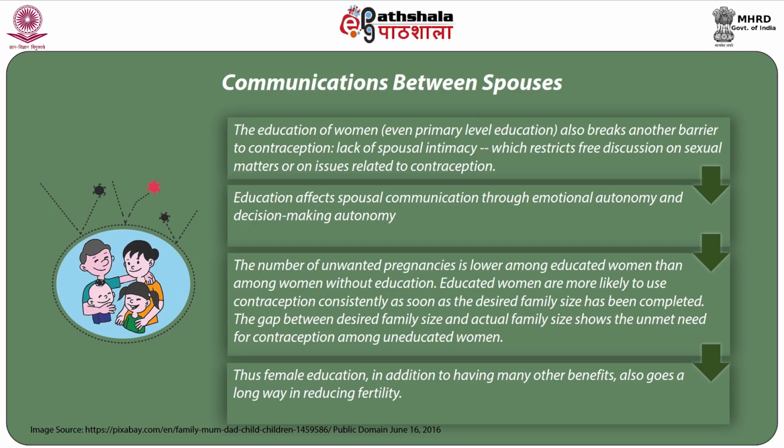The number of unwanted pregnancies is lower among educated women than among uneducated women. Educated women are more likely to use contraception consistently as soon as the desired family size has been completed. The gap between desired family size and actual family size shows the unmet need for contraception among uneducated women. Thus, female education, in addition to having many other benefits, also goes a long way in reducing fertility.